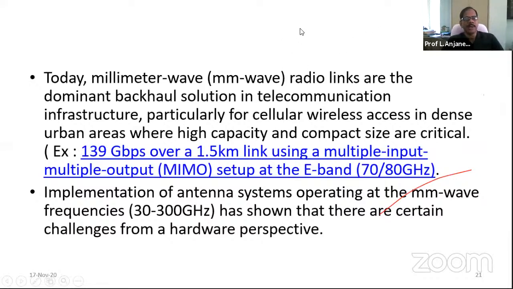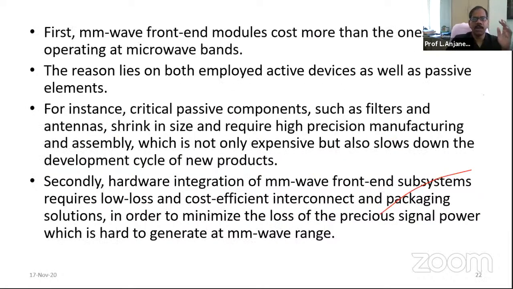This is one example where a millimeter wave radio link is exploited for a typical communication link. As I told you, this can be a cellular application, or it can even be a military application. The implementation of antennas for the range of 30 to 300 gigahertz shows there are certain challenges, especially from the hardware perspective. It's not that easy to manufacture antennas and integrate them with the systems, and it poses several design challenges. These are some of the challenges that are generally seen.